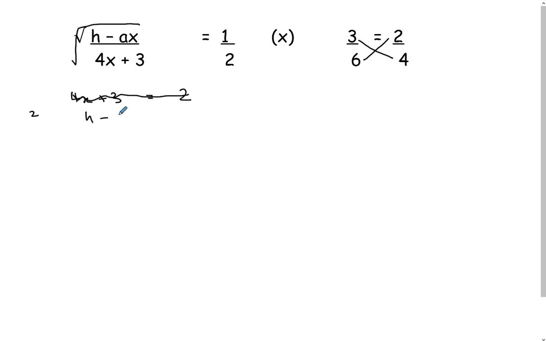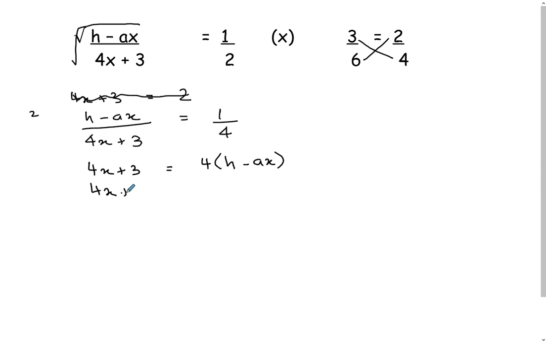So we've got h minus ax over 4x plus 3. Okay, so the square root just disappears. Now when we're squaring a half, you can tell 1 squared is 1 and 2 squared is 4. Now it looks like that. Okay, so 4x plus 3 times 1 is 4x plus 3, and you've got 4 times h minus ax. Okay, we're going to expand the other side, so we'll just copy this, and we've got 4h minus 4ax.